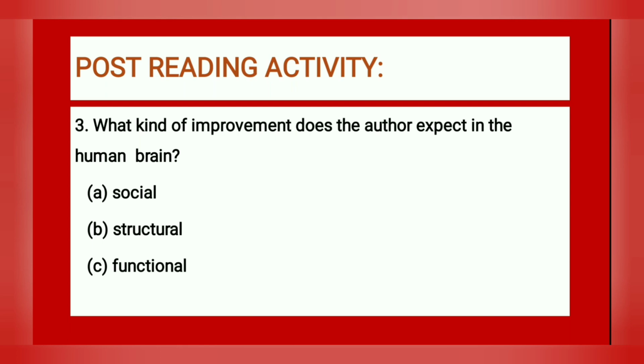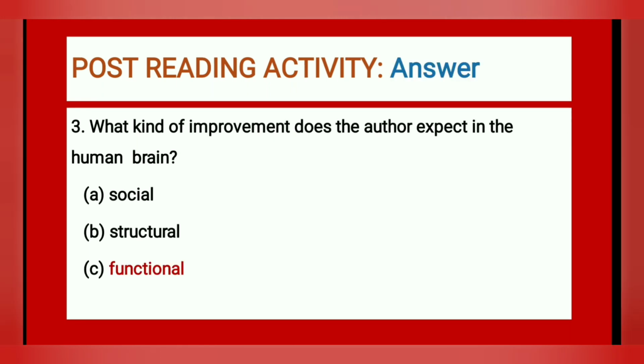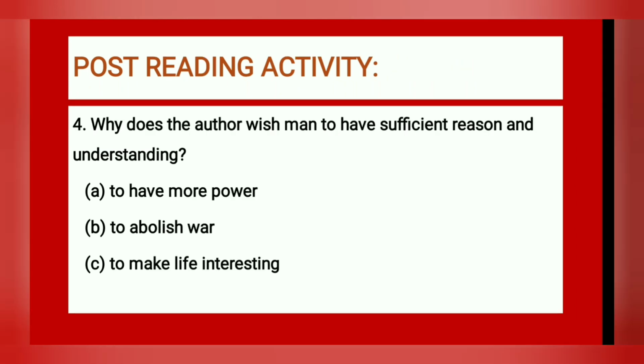What kind of improvement does the author expect? Yes, think about the answer. And the answer is functional. The author hopes that there will be a functional improvement in the human brain in future. Now next question is, why does the author wish man to have sufficient reason and understanding? A. To have more powers. B. To abolish war. And C.